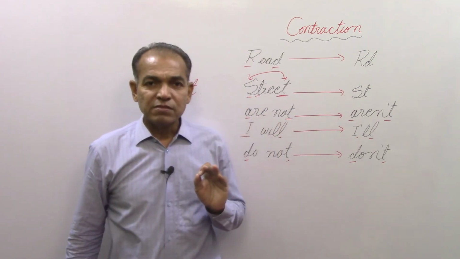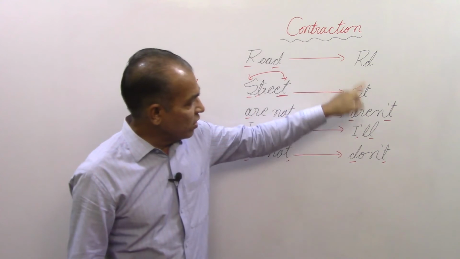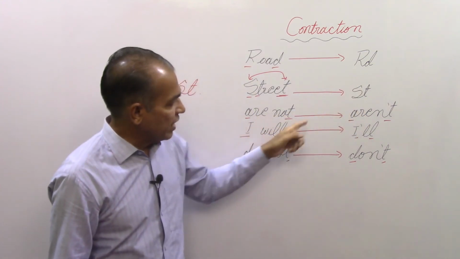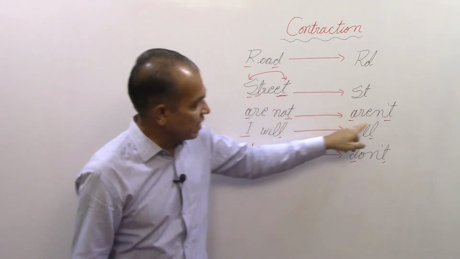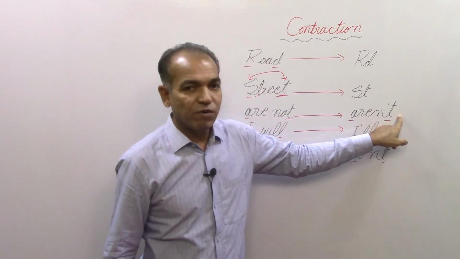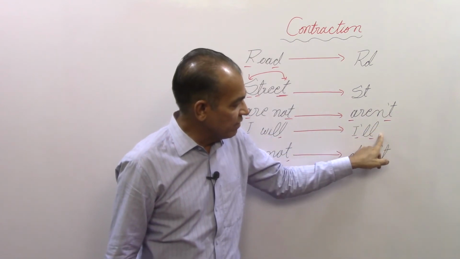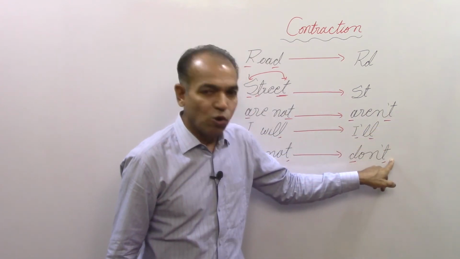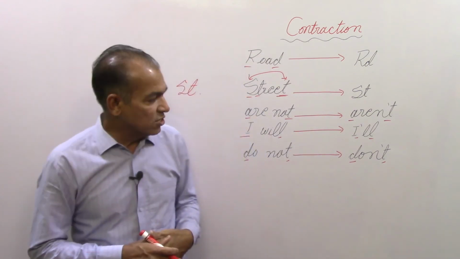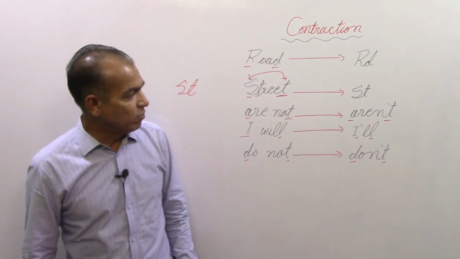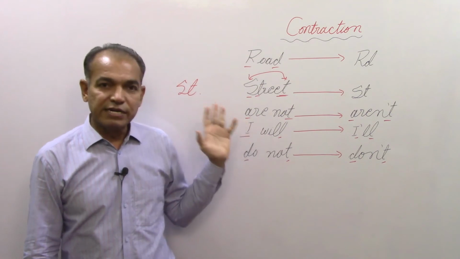Okay, so road and street, and in the same way are not has now become aren't, and we don't use any full stop here. In the same way we will not use any full stop after I'll and after don't, and there are a lot of other contractions you can find in different books. So this is the third point which we have learned about the contraction.